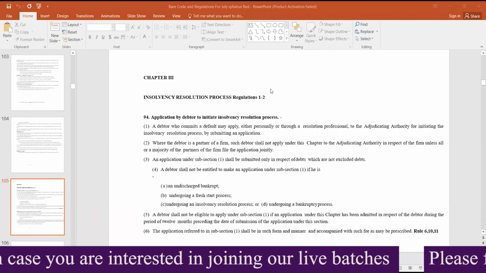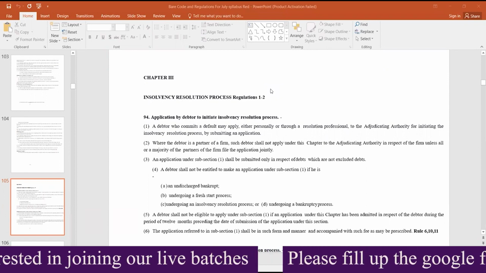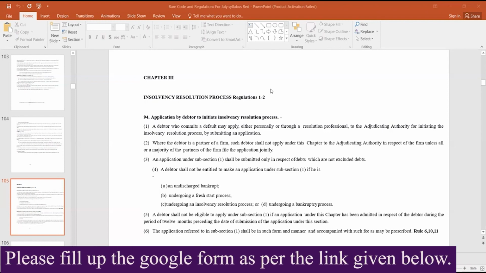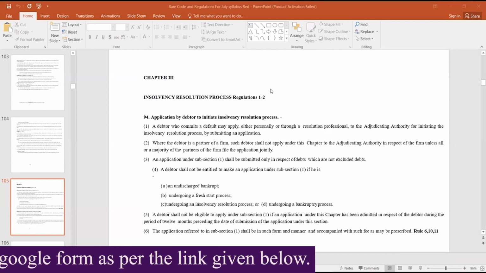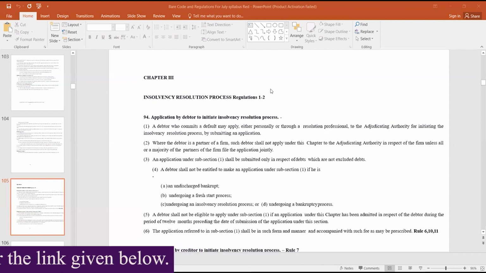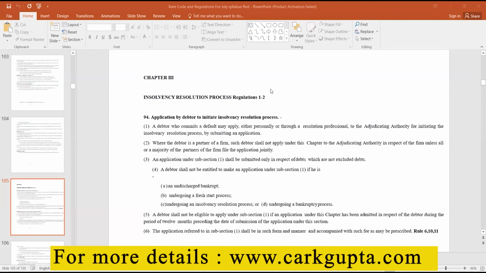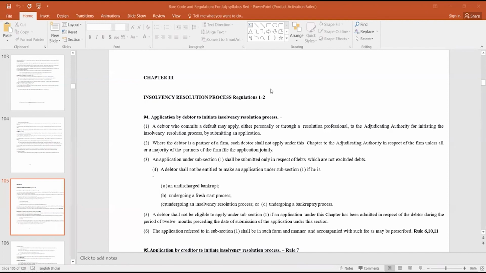As we know, presently the regulations for individuals and partnership firms have come in respect of personal guarantors to corporate debtors only. So if you want to initiate insolvency resolution process against an individual or a partnership firm who has not given any guarantee to a corporate person, then you cannot go through the route of IBC. So you have to approach the DRT directly, which is the adjudicating authority for individuals and partnerships.